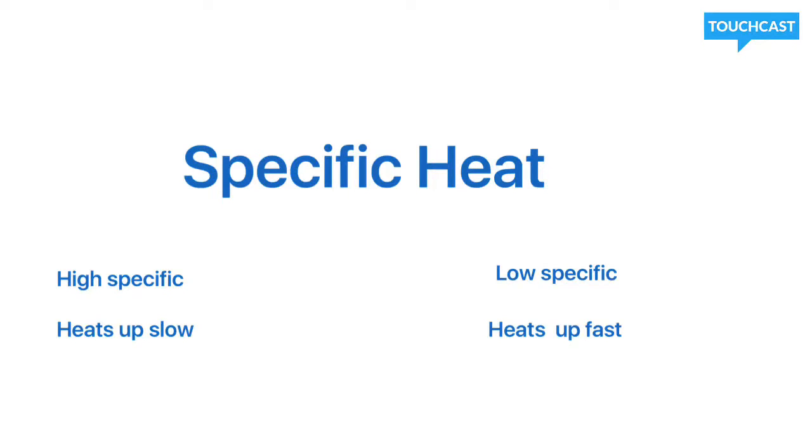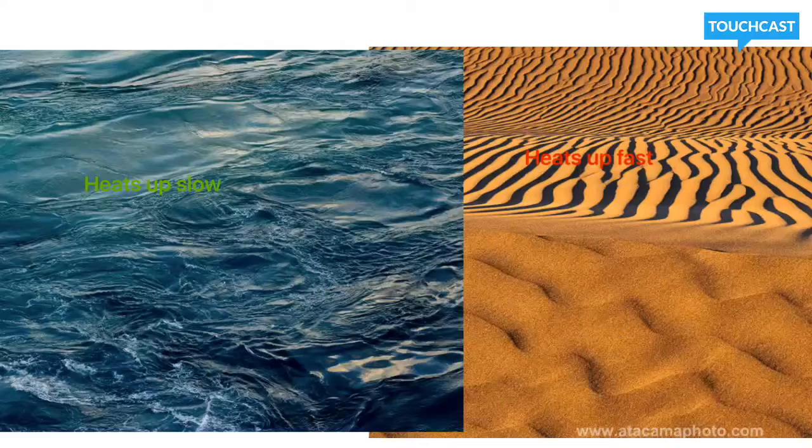Alright, so with specific heat, if it has a high specific heat, it's going to heat up slowly. If it has a low specific heat, it's going to heat up fast because it requires very little energy to make it hot. So we're going to look at a few examples real quick. A good example of this is sand and water. As y'all remember from the experiment, sand will heat up fast because it has a lower specific heat, and water will heat up very slowly because it has a high specific heat.